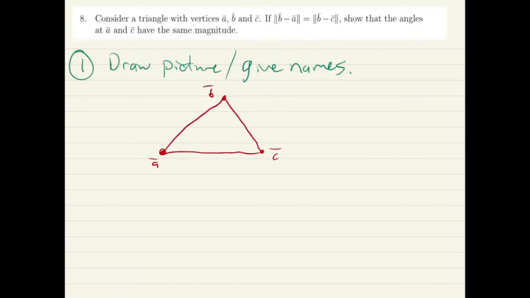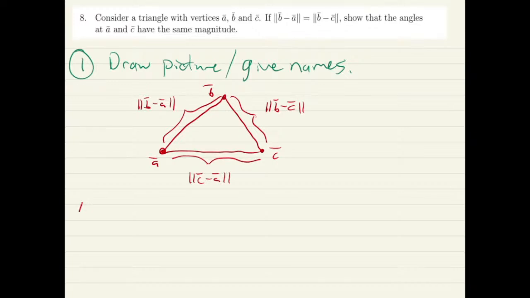Okay. What else do I know? I know that this length, which is the norm of B minus A, or norm of A minus B if you prefer, same quantity. I know that this has length C minus B, or B minus C if you prefer. Actually, let me be consistent with the problem and say B minus C. Not that it matters. Then finally, this length, we'll call it C minus A, or you can call it the norm of A minus C, of course.